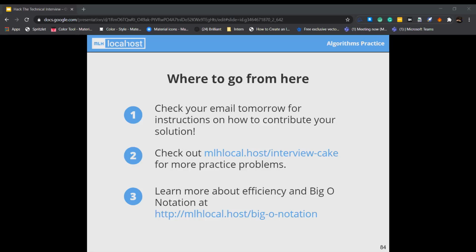The second link, mlhlocal.host/interview cake, is a really cool platform which can help you get prepared for technical interviews. Using your institute's mail address, if you sign up to Interview Cake and verify yourself, you will get 30 days of full free plan, which is fantastic. The kind of problems and activities that they have will prepare you for almost all the interviews that you are going to have.